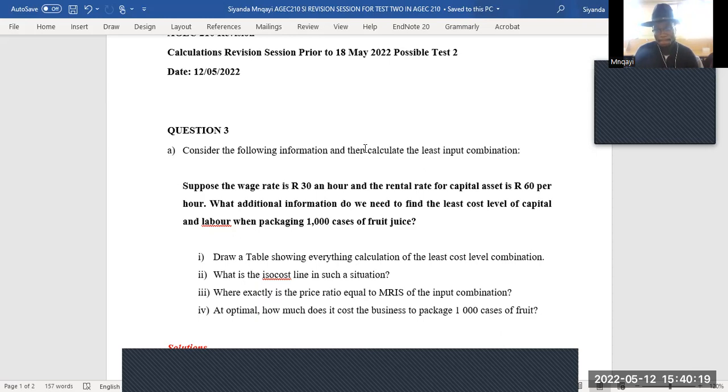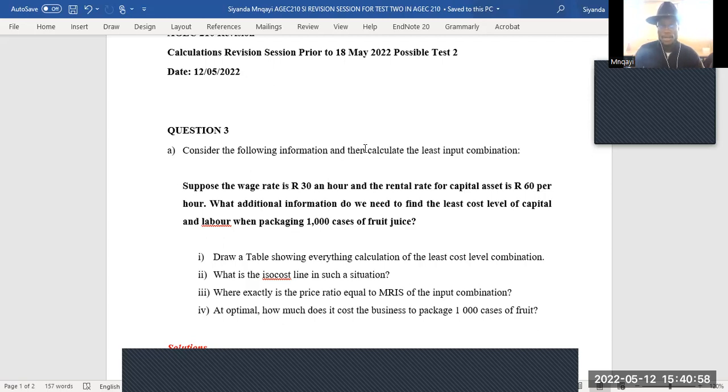of fruit juices? So the first thing you look at is that we are speaking about the isoquant. The isoquant curve involves the product. In the y-axis you have the product, in the x-axis you have the product. Then you look and see I'm given the wage, which is particularly related to labor. I'm also given the capital asset, which is in conjunction with capital.